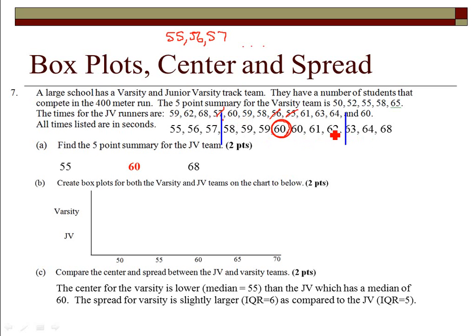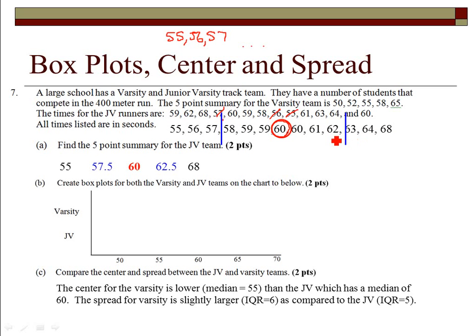Same thing happens up here. It's between the third and the fourth value. That's typically what you're going to run into when you do this kind of thing. They're going to behave the same for the quartiles. So my first quartile is 57.5. Third quartile is 62.5.